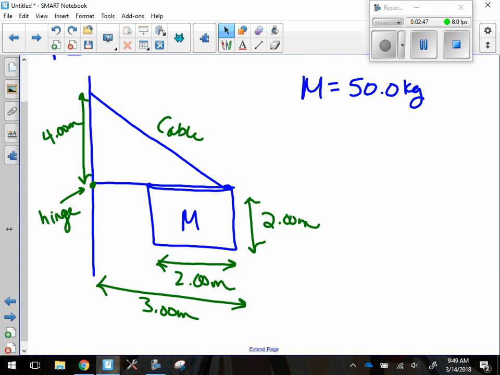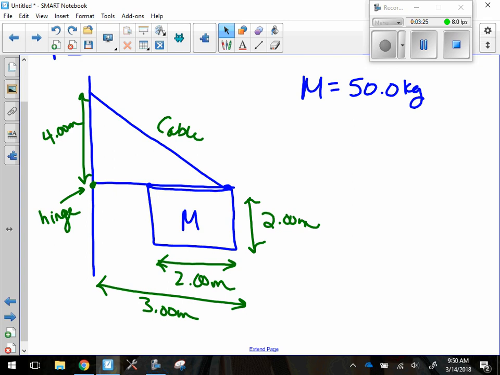And the question you have to ask yourself is, what am I going to make a free body diagram for? Well, will that have all of my forces in it? No, because I need to know the forces on the hinge. I need to know the tension in the cable. Is there a single object that all of those things act on? The rod.